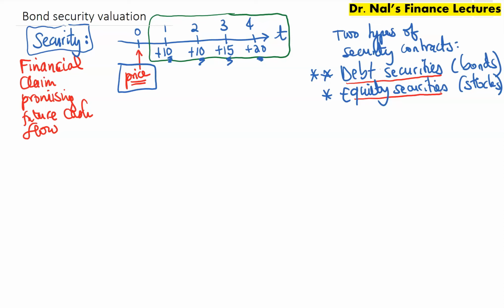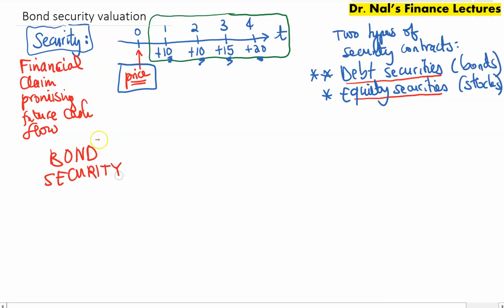But first, let's start with a generic example. So we have a bond security. So what makes a security classified as a bond security? Well, a couple of features, and let me first write down the features, and then we can explain it on an example.